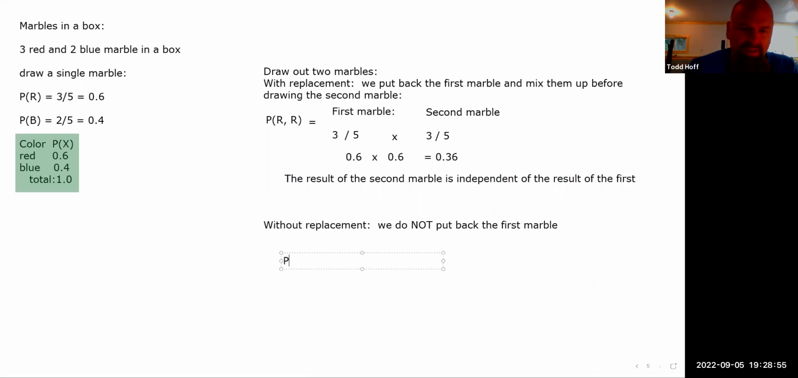So the probability of a red marble followed by another red marble: well, for the first marble, there are 3 red ones out of 5. For the second marble, since we did not put the first one back, we assume that it's red. If it wasn't red, we don't even care about the second one because we can't get 2 red marbles anymore. So we have to assume that the first one was successful. If the first one was red, that means there's only 2 red marbles left in the box. There's only a total of 4 in the box.